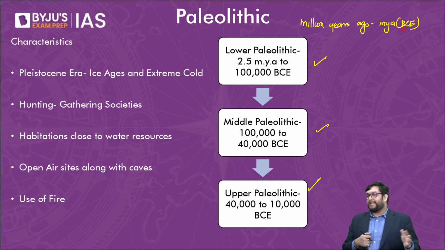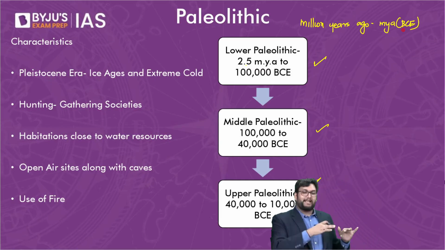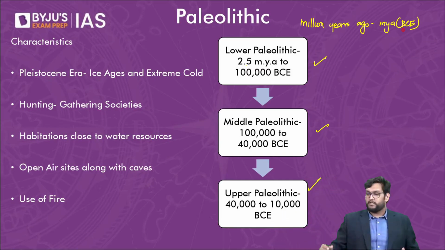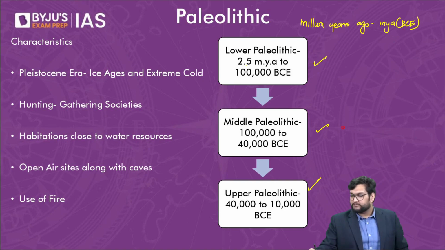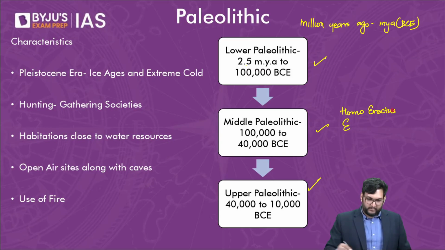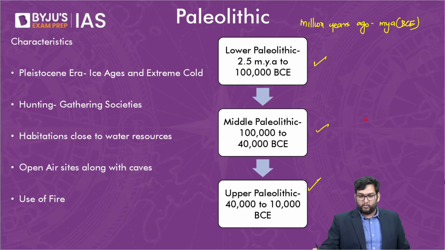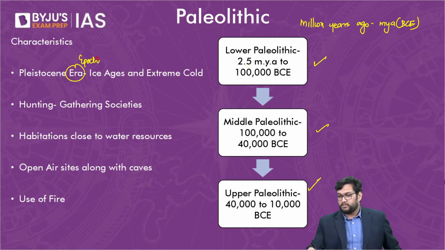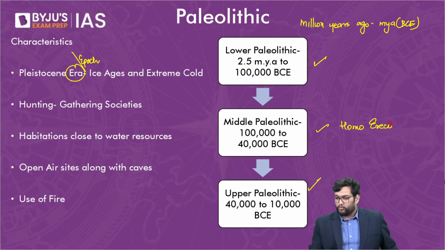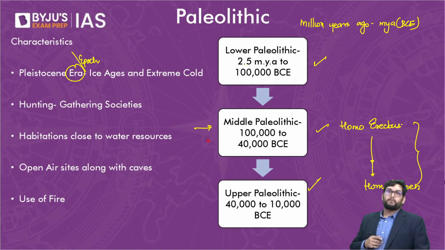Then till 1 lakh, it is called lower. Middle is 1 lakh to 40,000. Then 40,000 to 10,000. And we believe that Homo erectus, that is Hemant, used interchangeably. Don't worry about that. Homo, this word you're saying, na? This is epoch, era, same thing. Interchangeably used in books. Homo erectus to Homo sapien. The transition happens here from middle to upper.